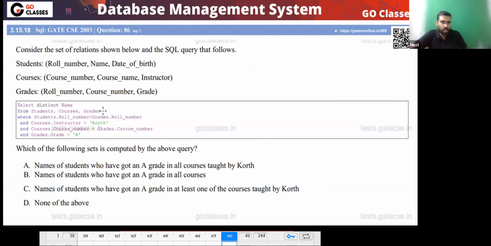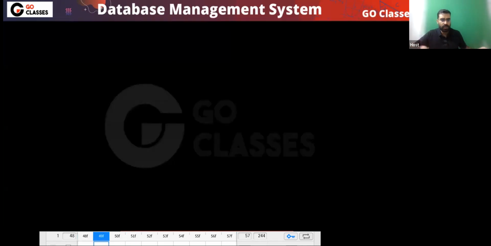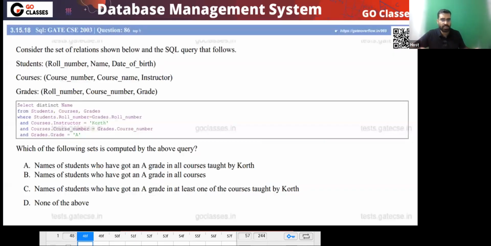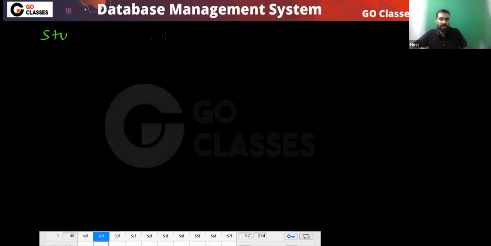What we are doing is the cross product. We are doing the cross product of all these three tables. In the cross product, 4 conditions are given. And then we are finding the names. Name is only here, so we are finding the student name. So first of all, the cross product is given: you have a student table, you have a course table, and you have a grade table. There are 3 tables.